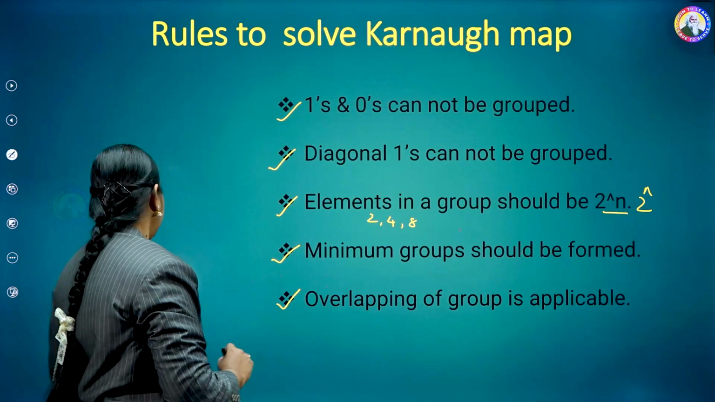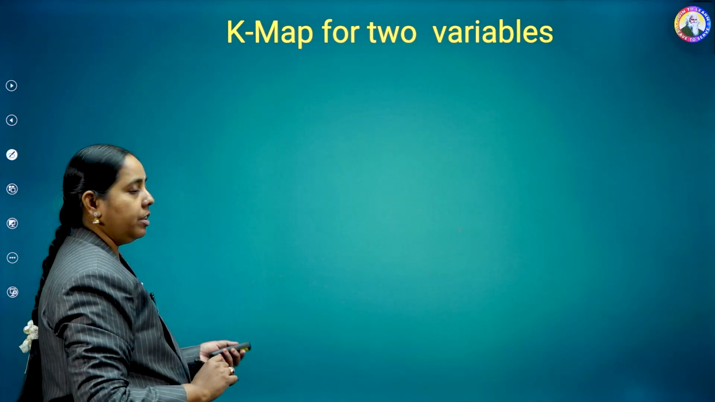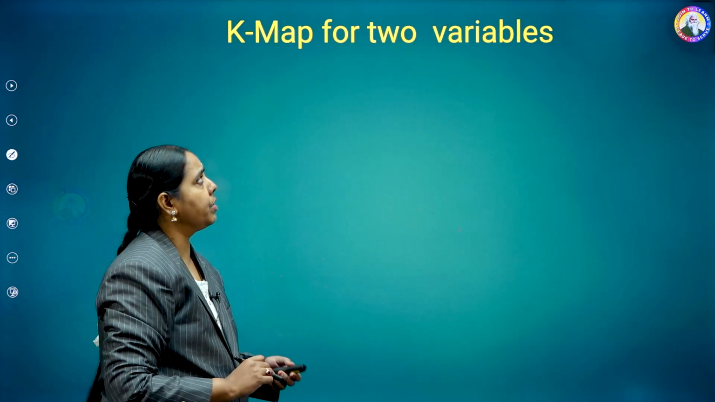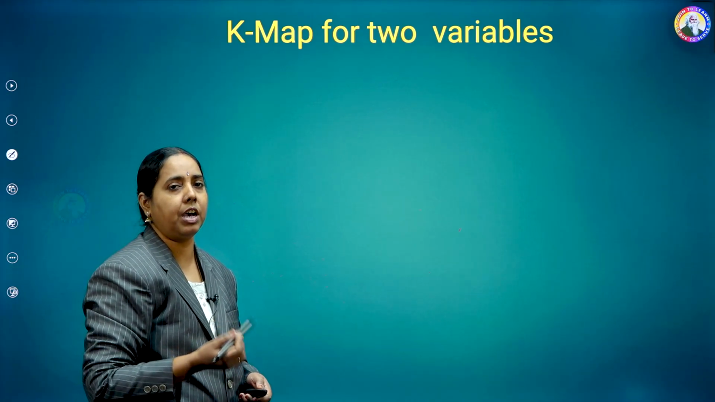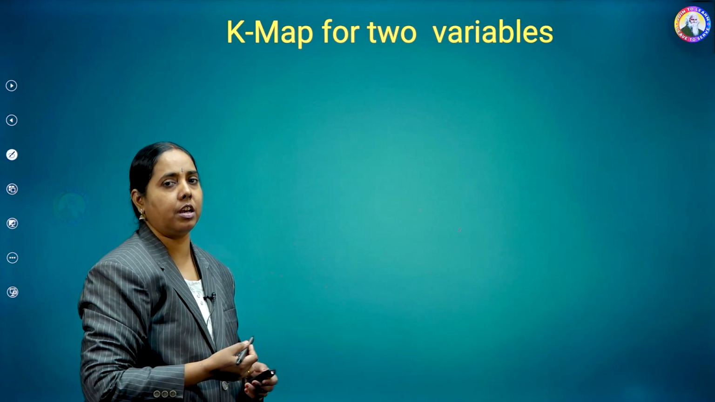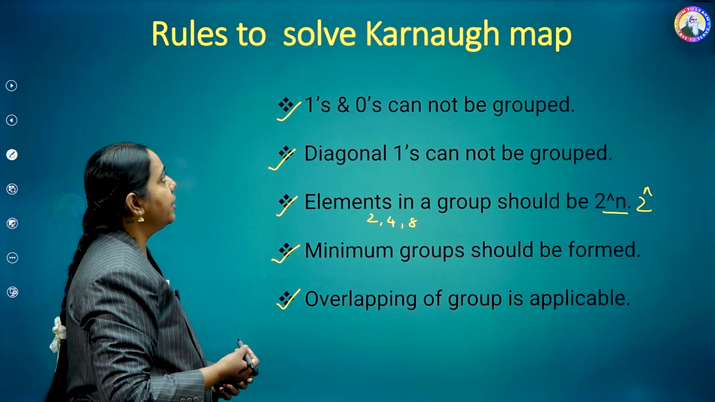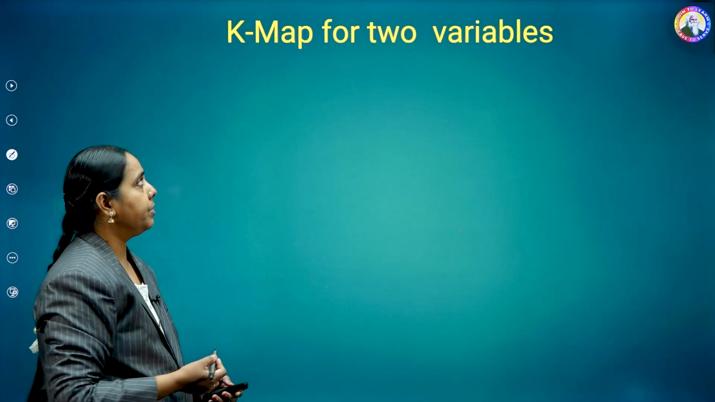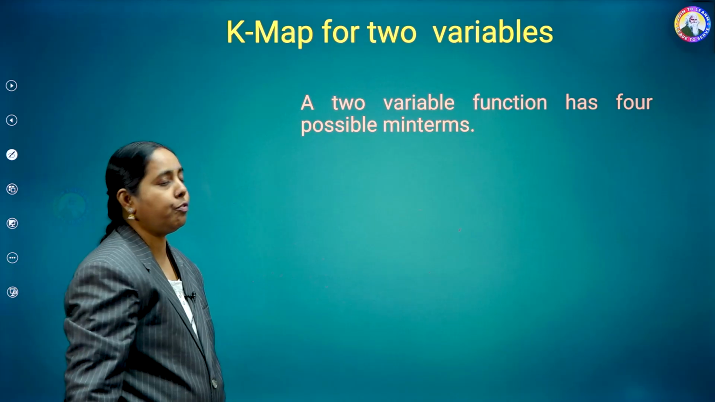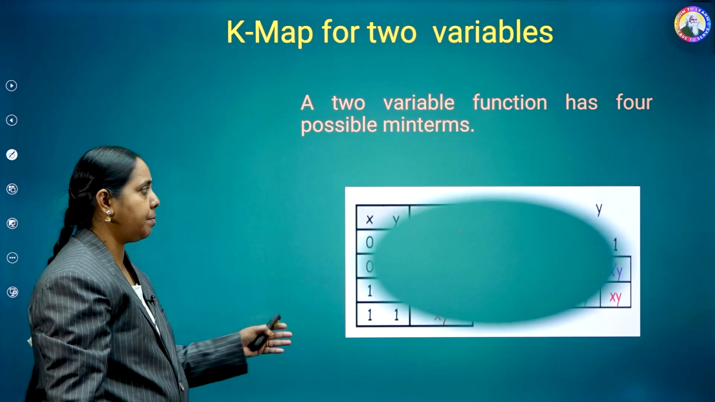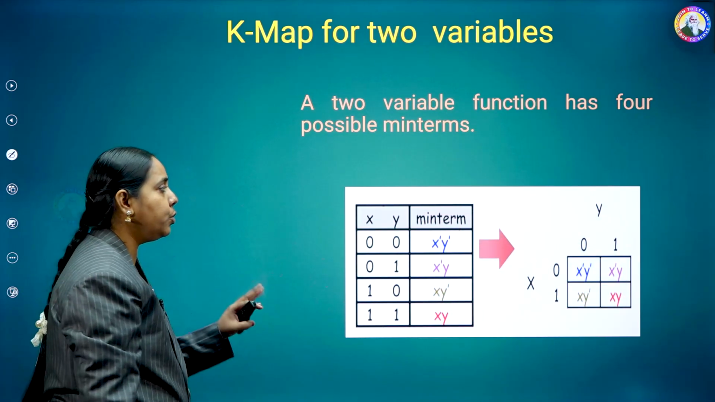This K-map has different types: 2 variable K-map, 3 variable K-map, 4 variable K-map, 5 variable K-map. Like that we have different K-map representations. Coming to the first one, that is the K-map for 2 variables. A 2 variable function has 4 possible min terms. This is the representation of a 2 variable K-map.